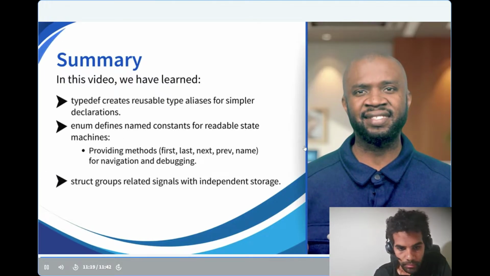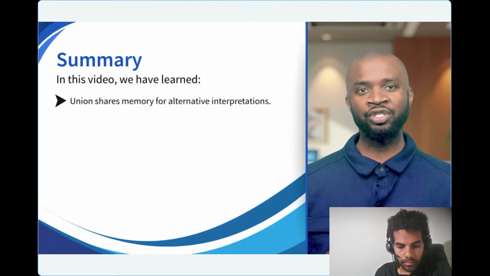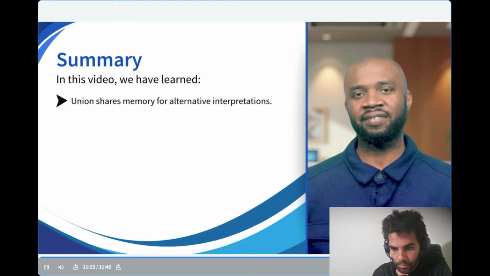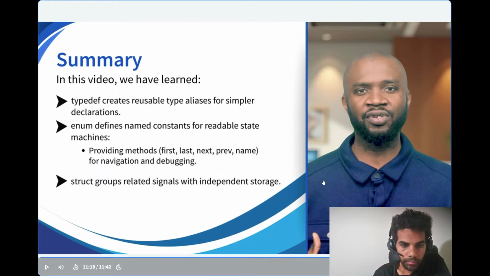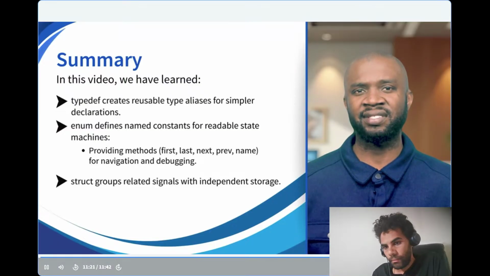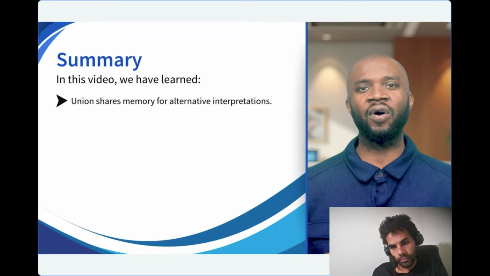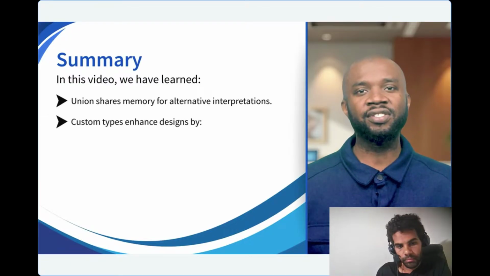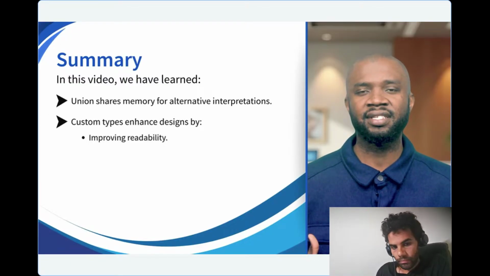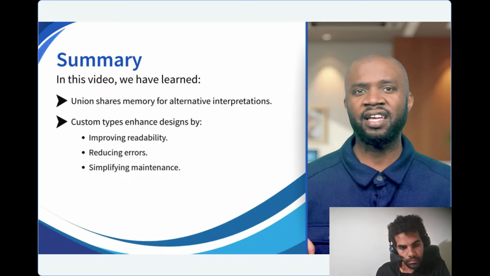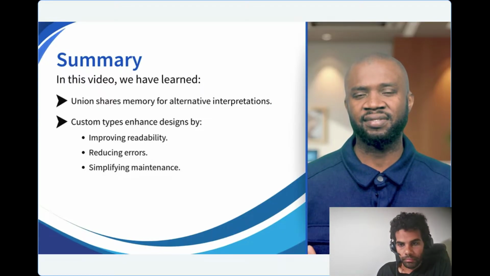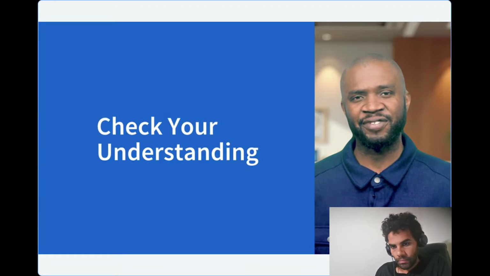Struct groups related signals with independent storage, while union shares memory for alternative interpretations. So these custom types enhance readability, they reduce errors, and simplify maintenance in complex designs and testbenches. So now I have a question for you.